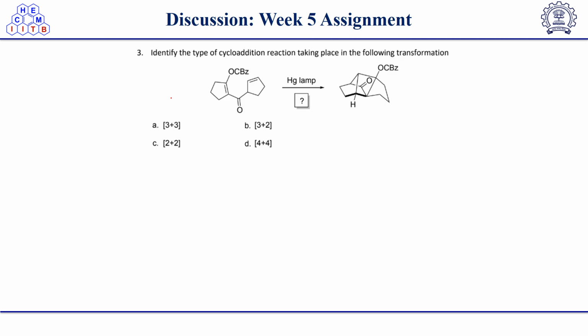Now moving to the next question, identify the type of cycloaddition reaction taking place in the following transformation. So as we can see, this keto compound, a ketone which is connected to two cyclopentenes, is treated under a mercury lamp condition, and what will be the major product is already given. So we have to identify the type of cycloaddition, whether it is 3 plus 3, 3 plus 2, 2 plus 2, or 4 plus 4 cycloaddition.